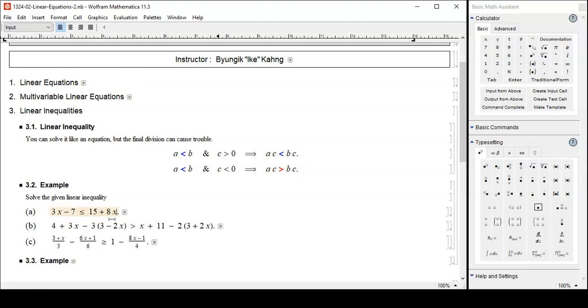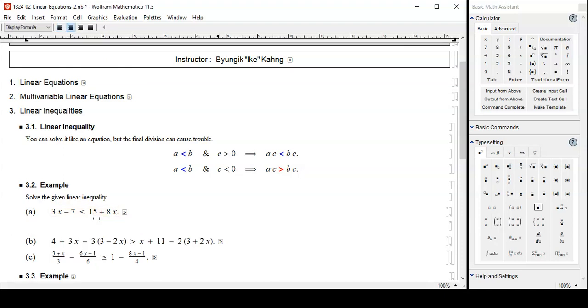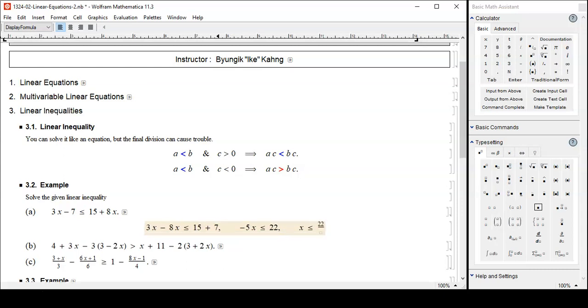Well, one way to do that is to flip that 8x to the other side. 3x minus 8x is less than or equal to 15 plus 7, yes. Change the sign. Minus 5x is less than or equal to 15 plus 7, what is it? 22. So x is less than or equal to 22 over negative 5. All good? Nope. I divide by negative 5, so I have to change the direction of this. That's one way to do it.